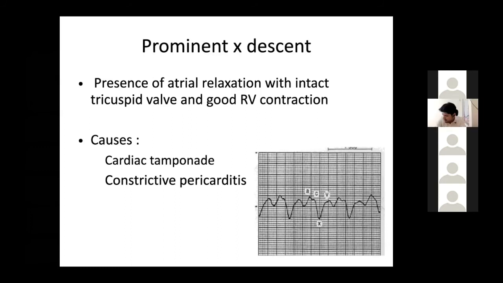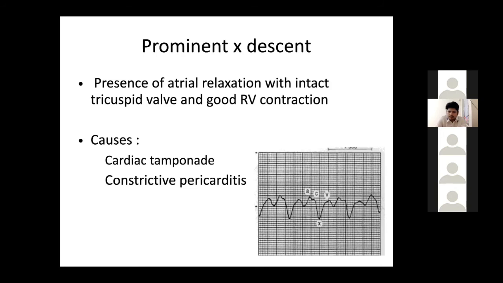Both constrictive pericardial disease, that is constrictive pericarditis, and cardiac tamponade. Why both of these cause a prominent X descent is the presence of atrial relaxation with an intact tricuspid valve and a good RV. In constrictive pericarditis, both the early diastole and the later part of the diastole are preserved. So you get a prominent X descent and you get a prominent Y descent.